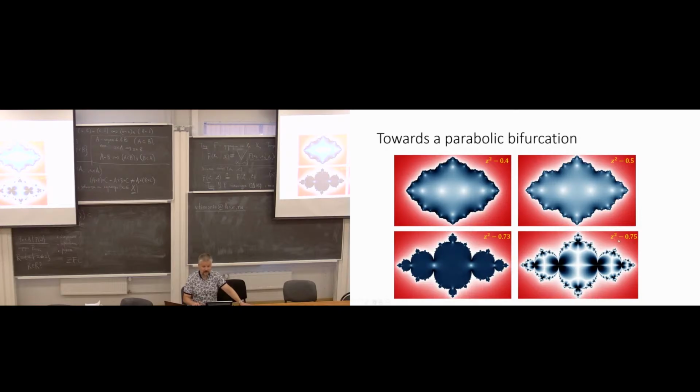But at this value of the parameter, at -3/4, what happens is that the topology of the Julia set changes all of a sudden. So before, what you had was a circle, and now at the point of bifurcation, what you have is not a circle. It is a circle pinched at countably many places.